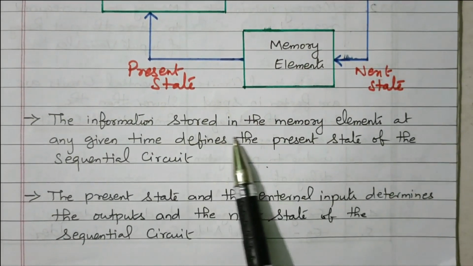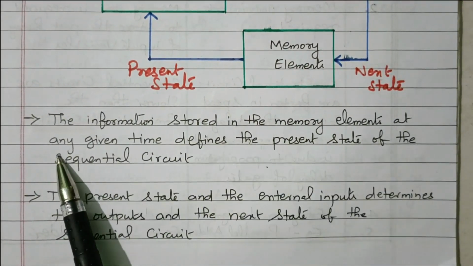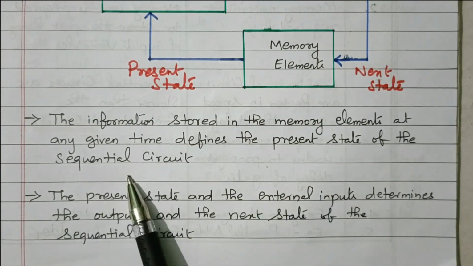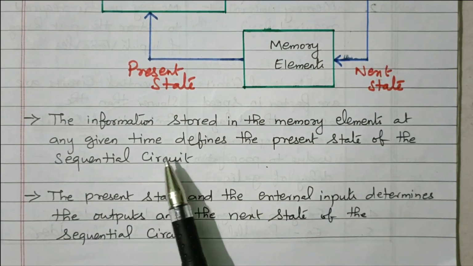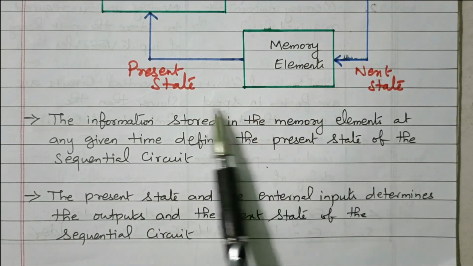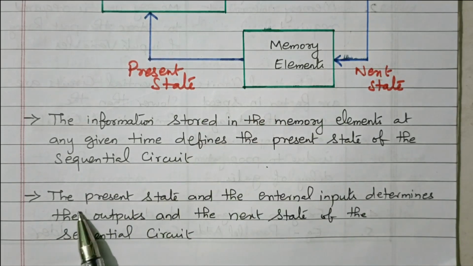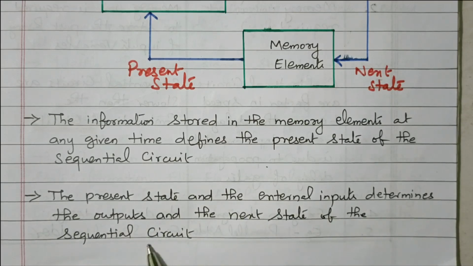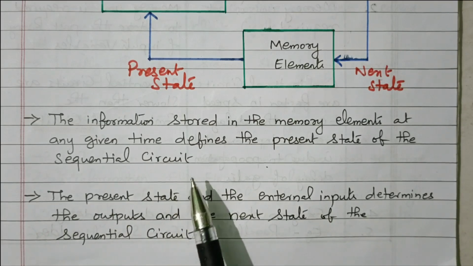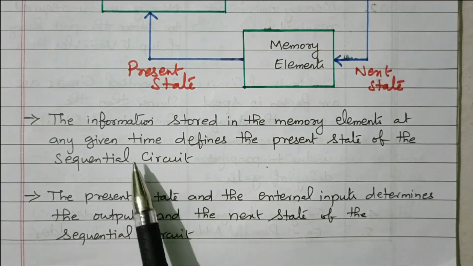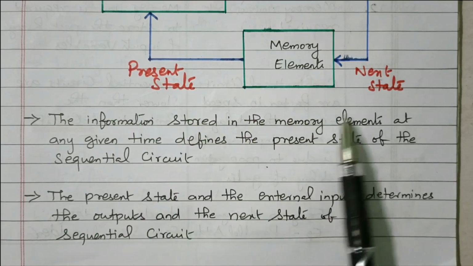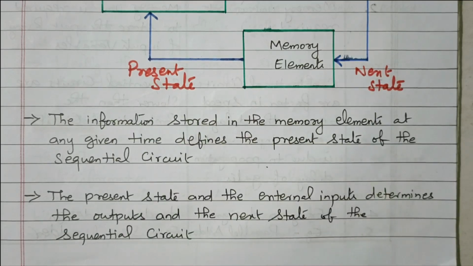The information stored in the memory elements at any given time defines the present state of the sequential circuit. So the 1 bit of data stored is nothing but the present state. The present state and the external input determine the output and the next state of the sequential circuit. So the data available at present is called the present state. This present state and input will decide the next state.